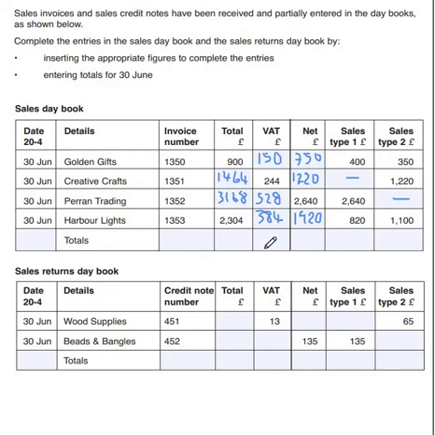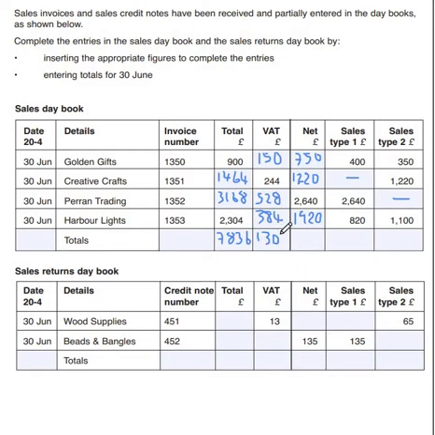Then the final thing we have to do is total the columns. Never forget to do that. So we total the total column, which comes to 7,836. We then total our VAT column, which comes to 1,306.